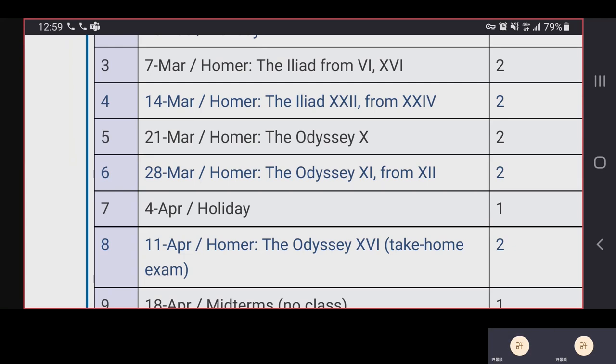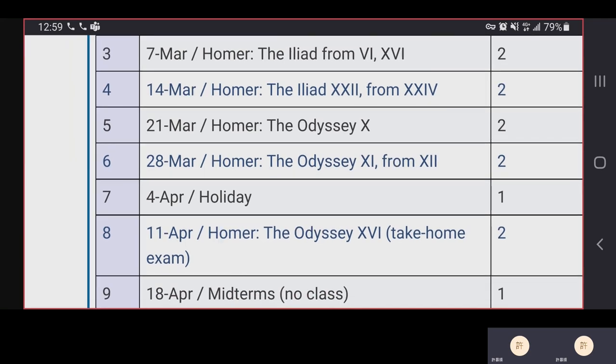It's the story of one thing that happens in this 10-year-long war. It begins in year 9. So it's only about a very small part, but it's a very important part of the war. And we're not going to be reading all of it because all of it is 24 books. We're only going to be spending 2 weeks. On week 3, we will read selections from book 6, and we will read all of book 16. For week four, you will read all of book 22 and a selection from book 24.